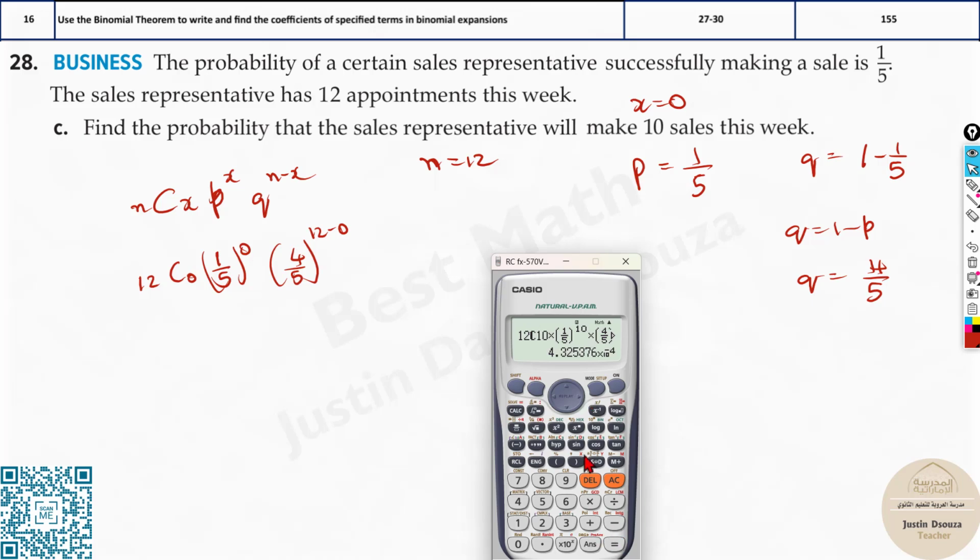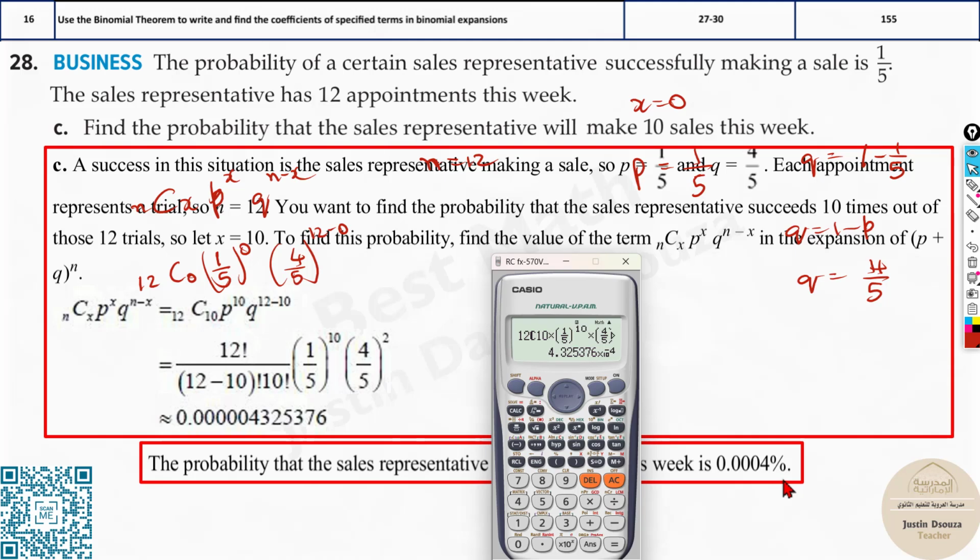Let's see the answer. It is 0.0004. You can see there is e-4. That means 1, and then there are 3 zeros. The 1 will be beside the 4, and then 3 zeros remain. So that is it. That's how we solve this problem.